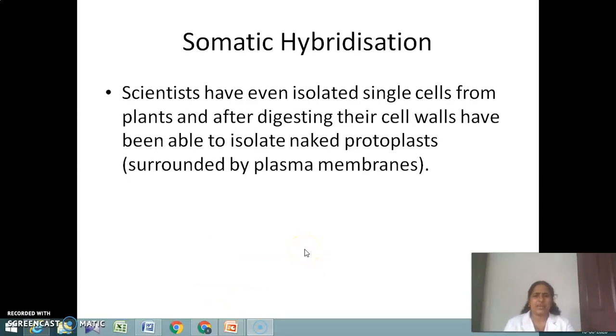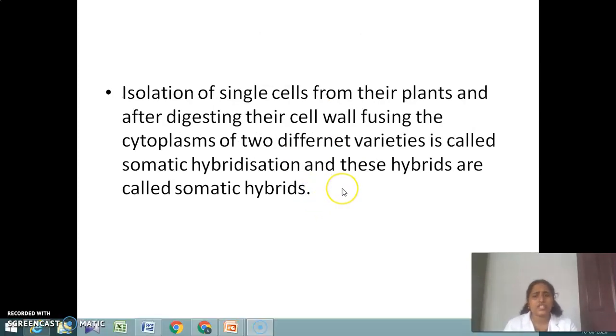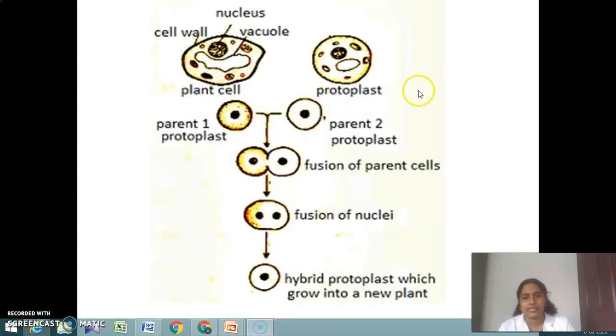And somatic hybridization. Scientists have even isolated single cells from plants and, after digesting their cell walls, have been able to isolate naked protoplasts. Protoplast means cytoplasm and cell organelles together, surrounded by plasma membrane. Together it is known as protoplast, isn't it? So isolation of single cells from plants and, after digesting their cell walls, fusing the protoplasts of two different varieties is called somatic hybridization. And these hybrids are called somatic hybrids. Okay, so this is a diagrammatic representation of somatic hybridization.